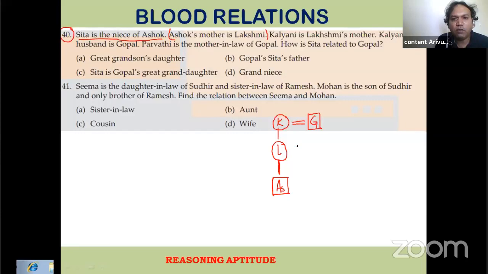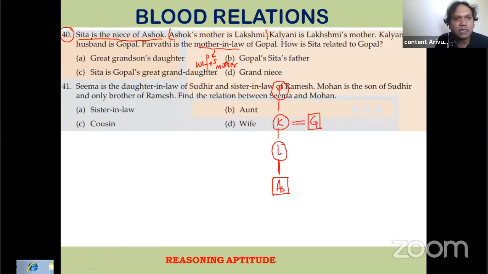Parvati is mother-in-law of Gopal. So Gopal's wife is Kalyani. Mother-in-law means, from Gopal's point of view, wife's mother. Who is wife of Gopal? Kalyani. So Parvati is the mother of Kalyani. Very long family list, okay? Now, how is Sita related to Gopal?